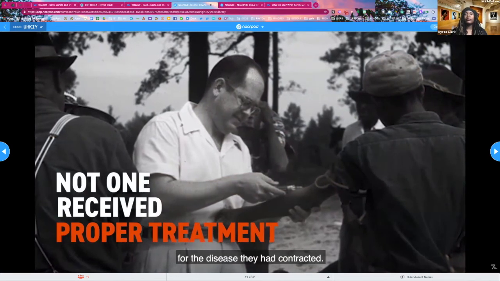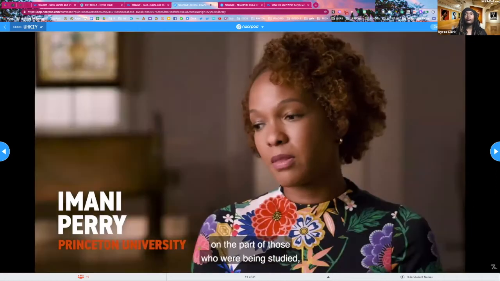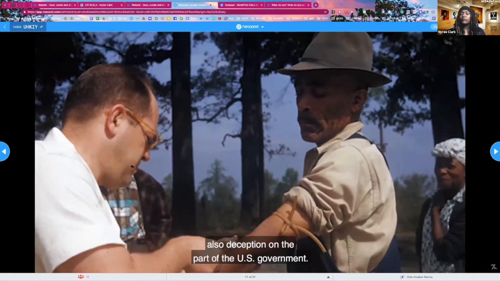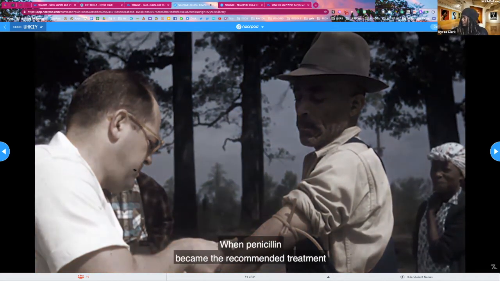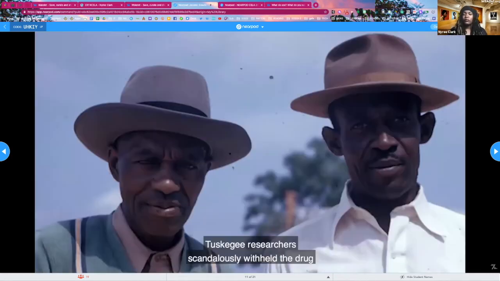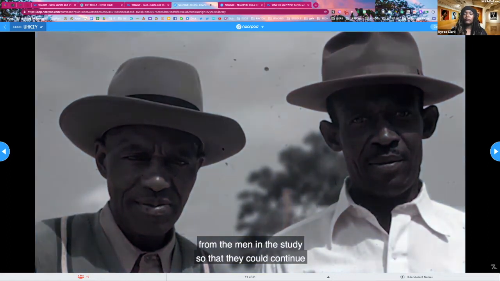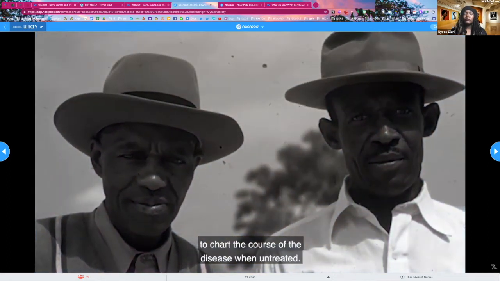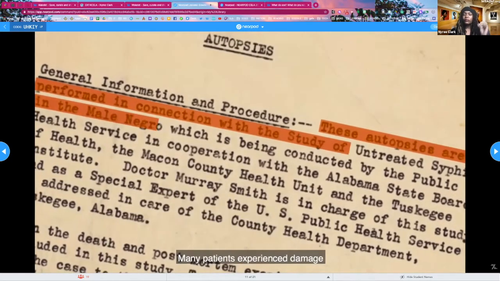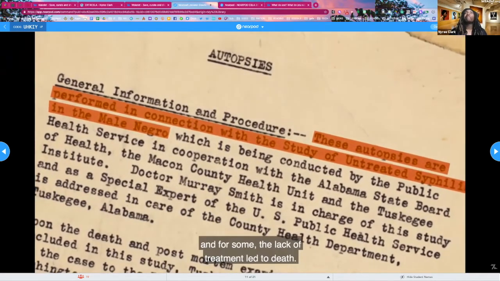disease they had contracted. So this was a study in which there was no consent on the part of those who were being studied, also deception on the part of the U.S. government. When penicillin became the recommended treatment for syphilis in the 1940s, Tuskegee researchers scandalously withheld the drug from the men in the study so that they could continue to chart the course of the disease when untreated. Many patients experienced damage to their vital organs and nervous systems, and for some, the lack of treatment led to death.